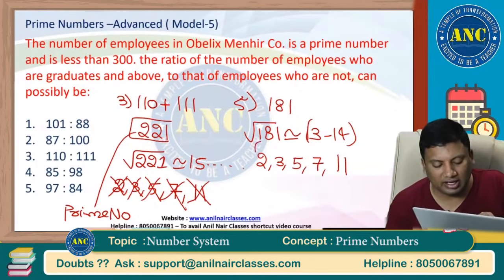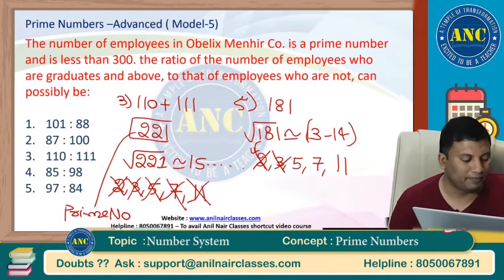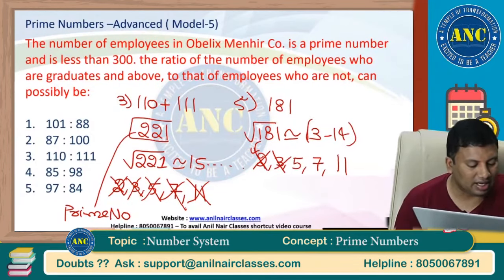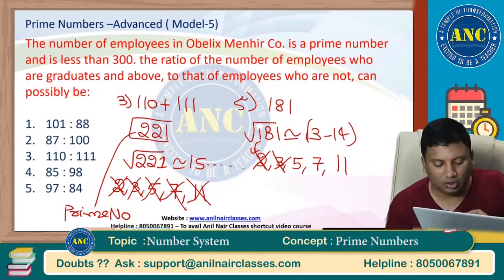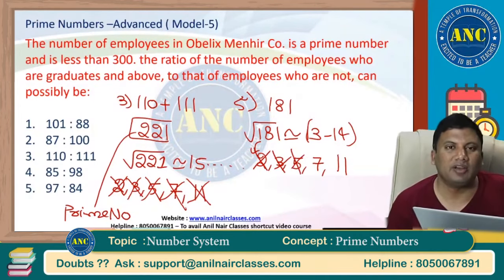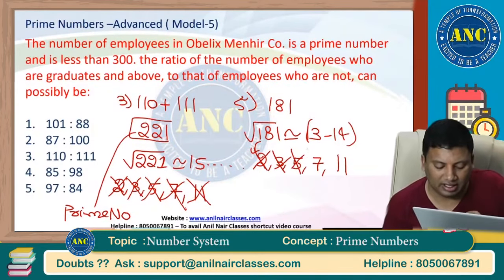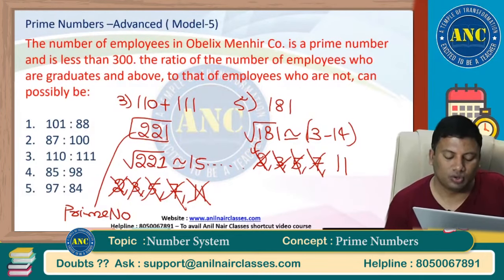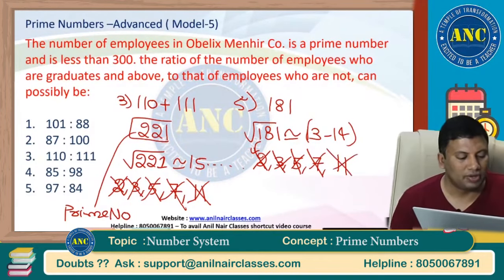Is 181 divisible by 2? No. Is 181 divisible by 3? 1 plus 8 plus 1 is 10, no. By 5, no. By 7, 7 twos are 14, 41, no. By 11, 2 minus 8, no. So we are not getting it. What is the question?